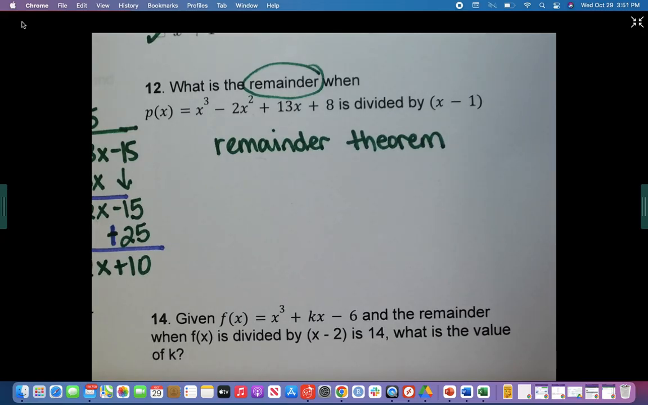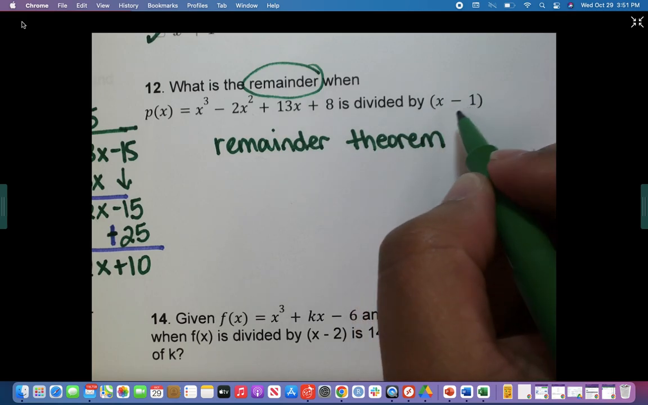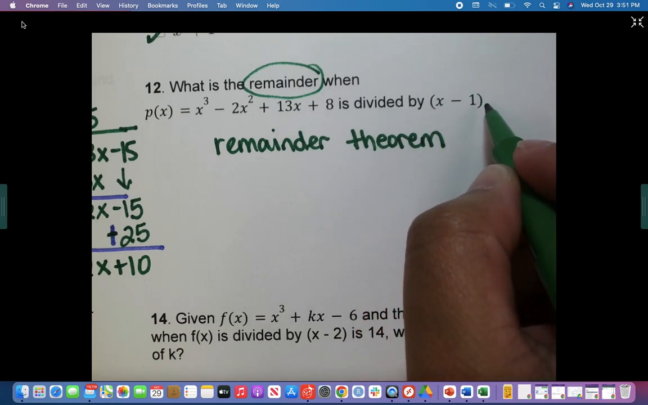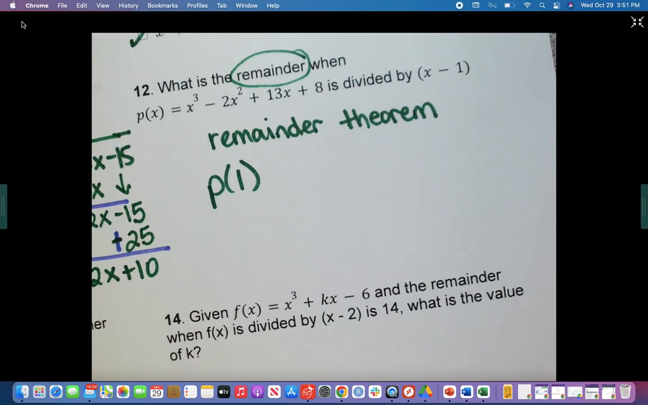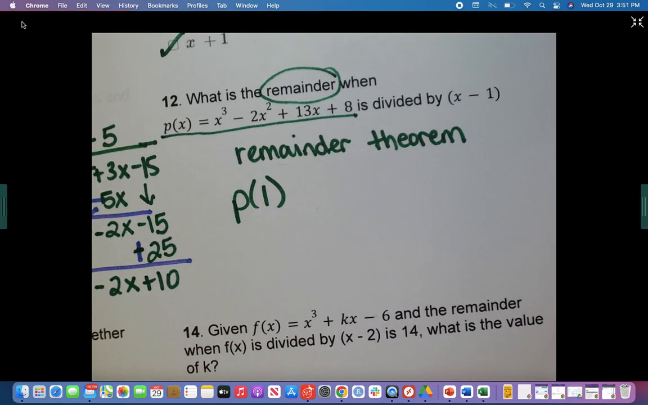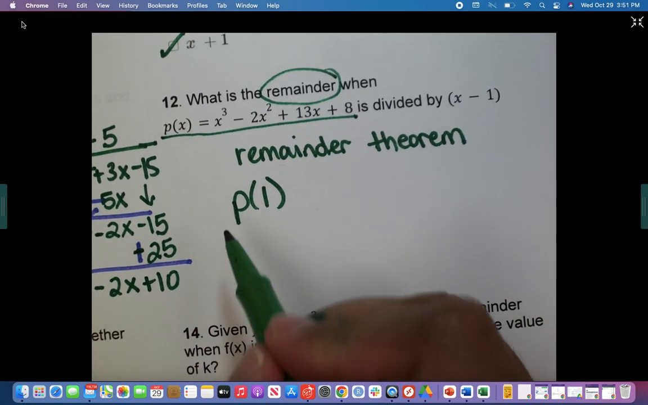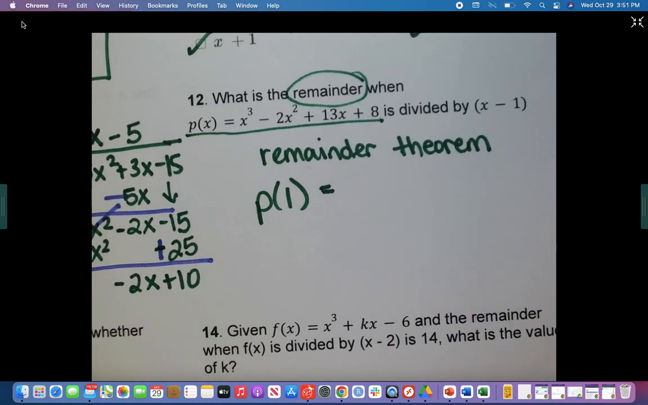All right, so remainder theorem. Remainder theorem says whatever you were dividing by, you're going to switch the sign. So it's x minus 1, so I'm going to plug in a positive 1. I need to figure out what p of 1 equals. We're going to type this into Desmos exactly the way it looks, and then type in p of 1 to get our answer.